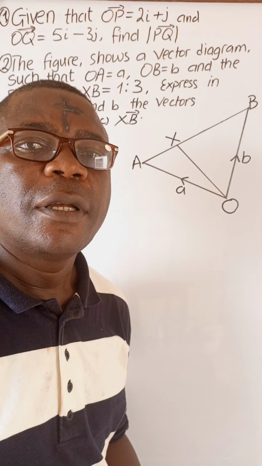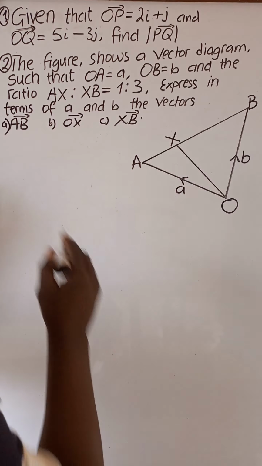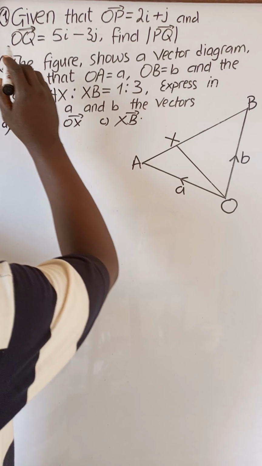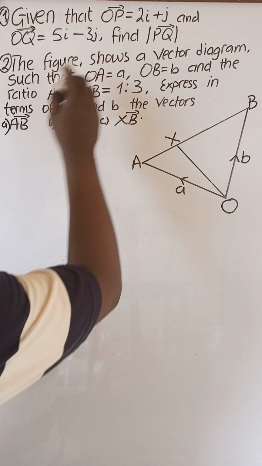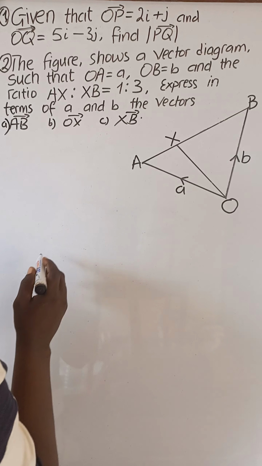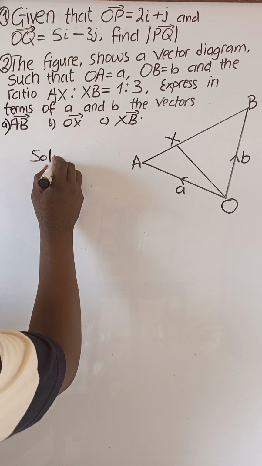Hi everyone, here we have a question on vector diagrams. We have two questions. The first one: given that the vector OP is equal to 2i plus j and OQ is equal to 5i minus 3j, find the magnitude of PQ. How do we do that?